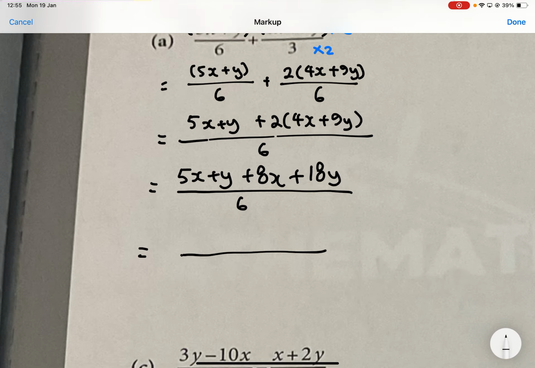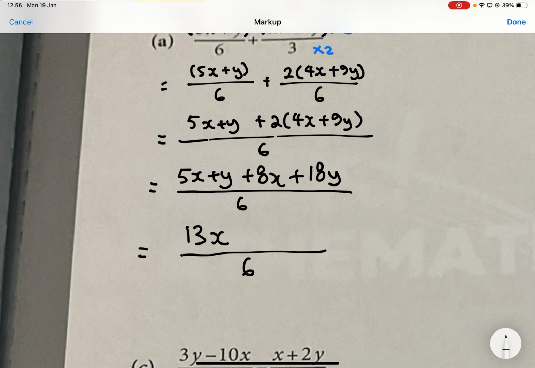Okay? Hey, no, wait. After this question, we do one more question. After that, then you all continue. 5x plus 8x, 13x. If you cannot do mentally, you press calculator. 5 plus 8. We are adding x. So 5 plus 8 already, 13x.